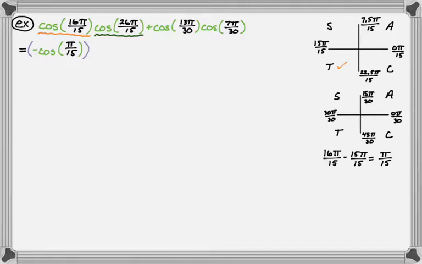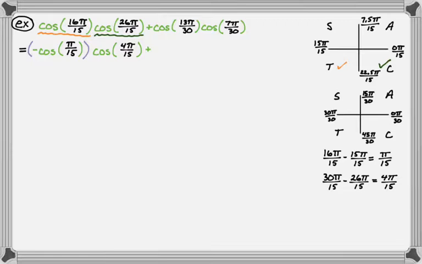So this, I need my pi over 15s again. 26 falls in the fourth quadrant. Find a reference angle. So we get this, 4 pi over 15. And cosine's positive in the fourth quadrant. So we're just going to replace cosine of 26 pi over 15 with cosine of 4 pi over 15.